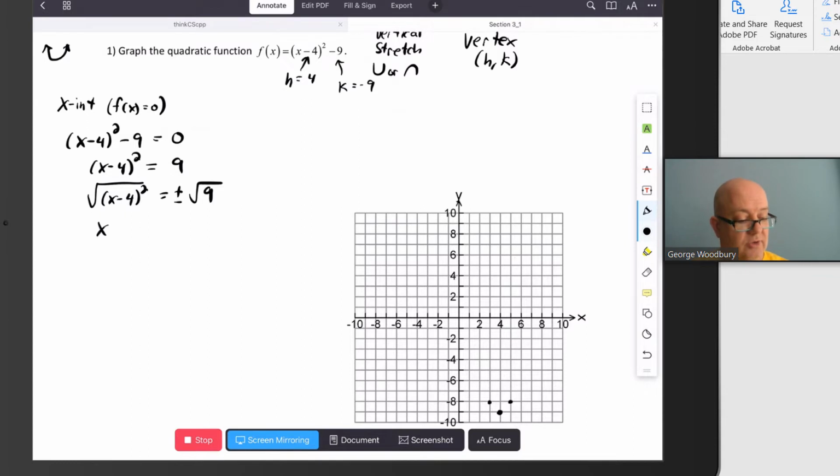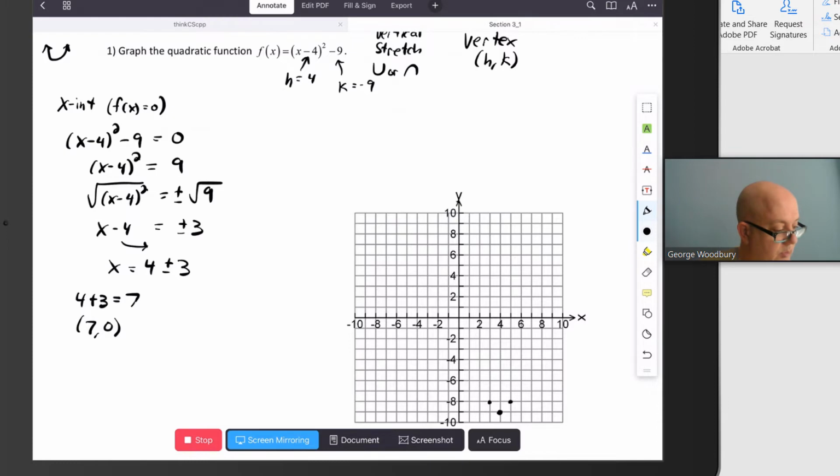The left side simplifies to x minus 4. On the right side, the square root of 9 is 3, so this is plus or minus 3. Then we add the 4 to the right-hand side, and we've got 4 plus or minus 3. 4 plus 3 equals 7. So there is an intercept at 7, 0. Let me put that on the graph. And 4 minus 3 is 1. So there's another intercept at 1, 0. Starting to take its form.